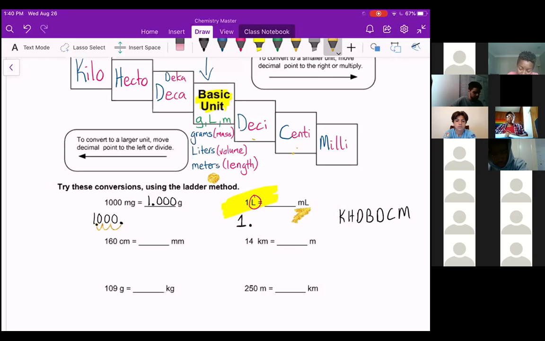So I'm going to take this dot and move it 1, which puts me at deci, 2, which puts me at centi, 3, which puts me at milli. So I moved 3 times to the right. So I'm going to take this decimal and move it 3 times to the right. 1, 2, 3. Here's my new decimal. I'm gonna fill it in with some zeros. There's a 0, there's a 0, there's another pocket for another 0. So this is 1,000.